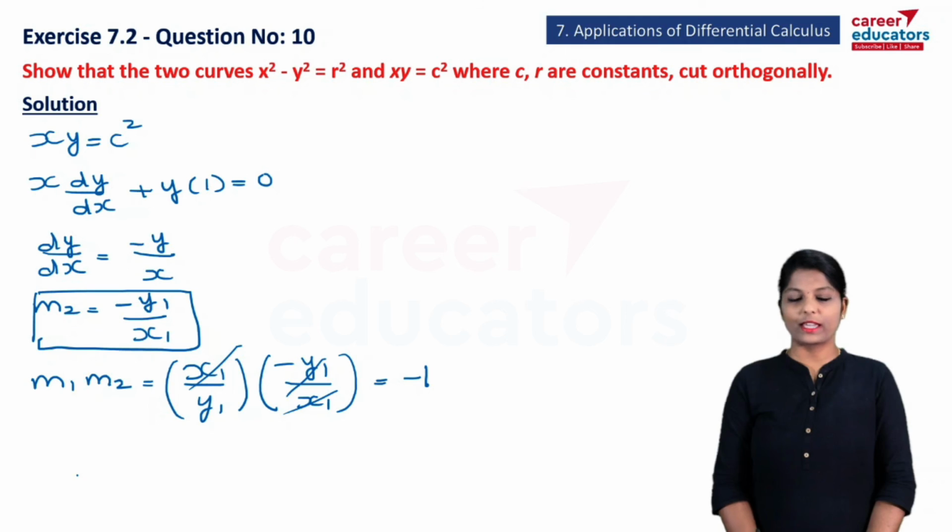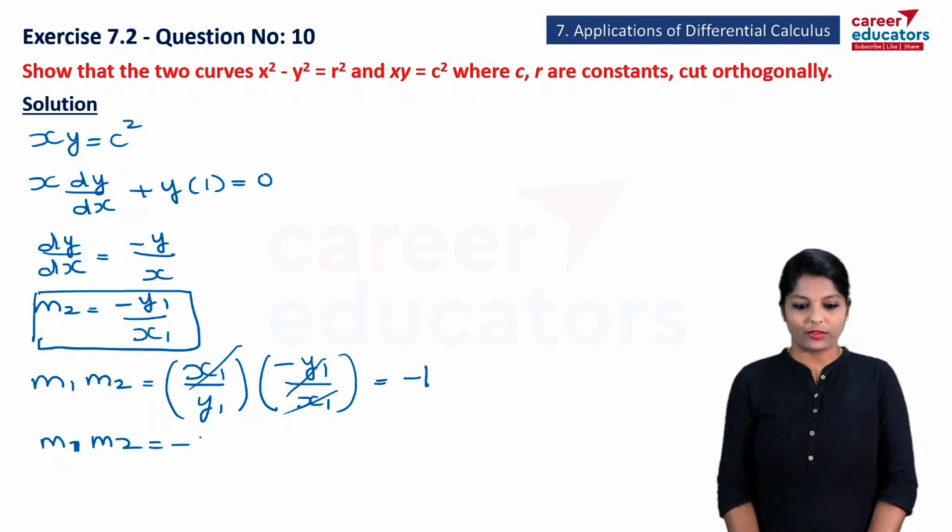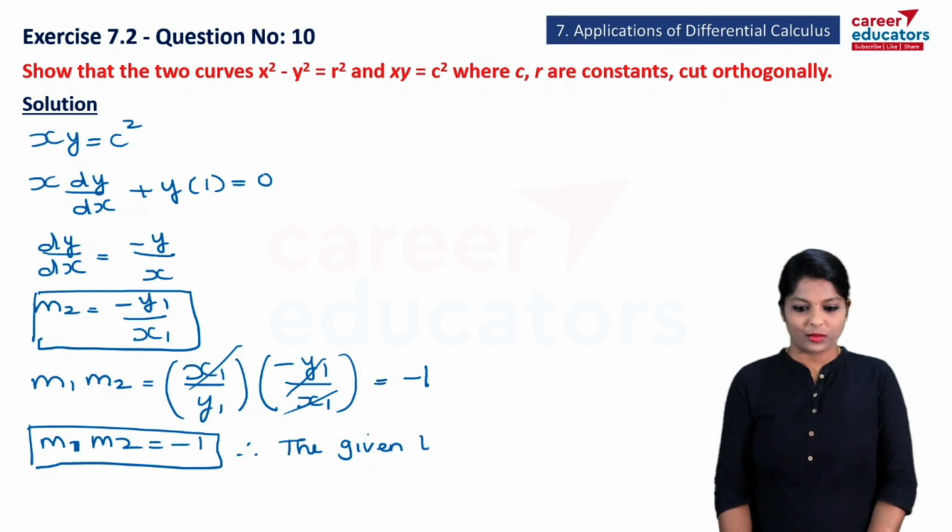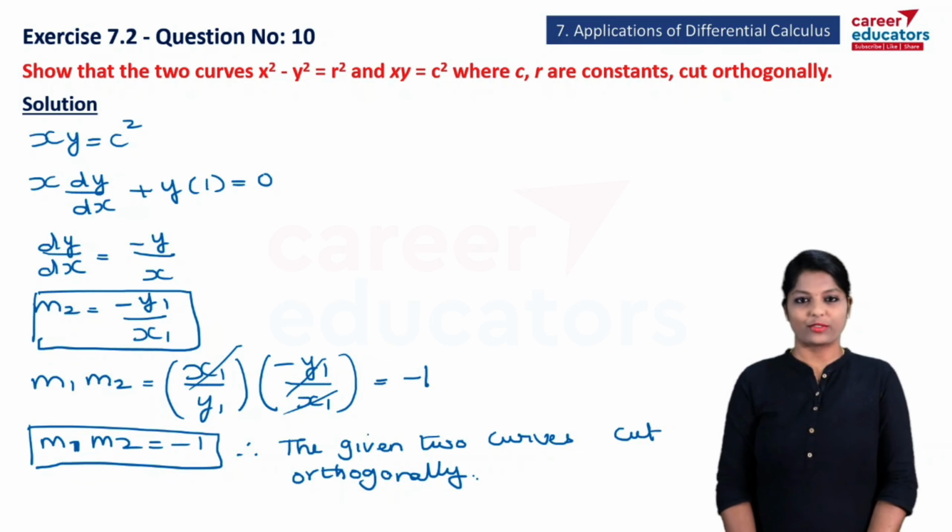So now we have m1 into m2 equal to minus 1. Therefore, the given two curves cut orthogonally. That's all, we have completed this problem.